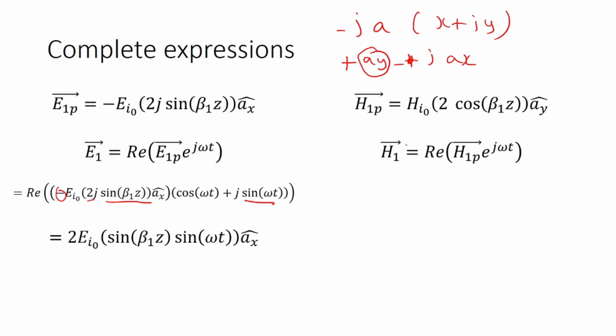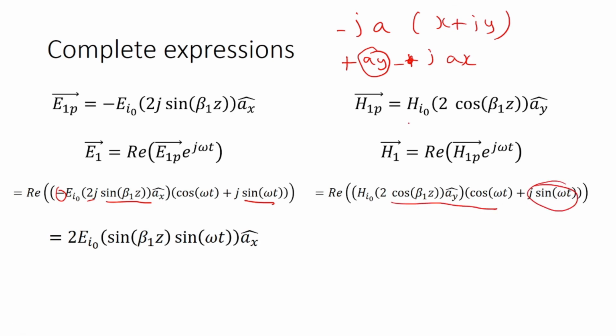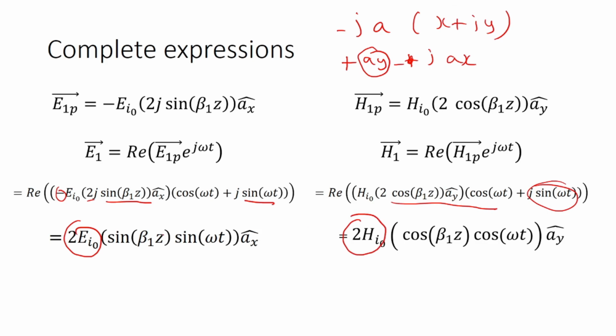And from this, if I do the multiplication, this is real and this is imaginary. Therefore, I get 2h I naught cos beta 1z cos omega t along the direction of ay cap. You may see the amplitudes are constant. Only the phase is changing with space and time. These waves are called standing waves.